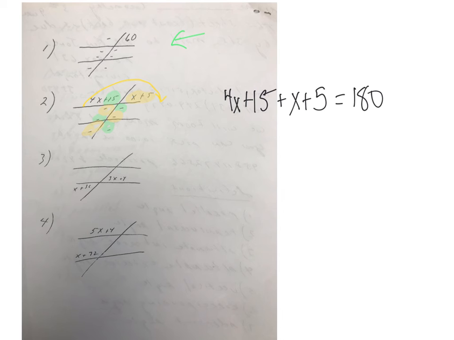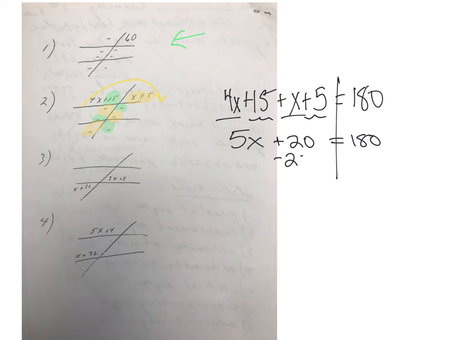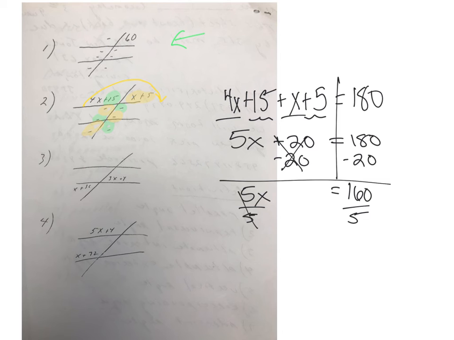So I made my equation. Again, if you're given expressions and you're asked to solve, you have to set up an equation. There's no other way around that. So we take this equation and we solve it. So I'm going to combine my like terms. 4x plus x is 5x. 15 plus 5 is 20. Then I'll subtract 20 from both sides because I'm trying to get x alone. So 5x is 160. And then we divide by 5. So x is 32.